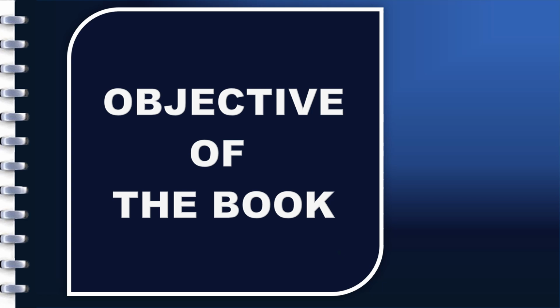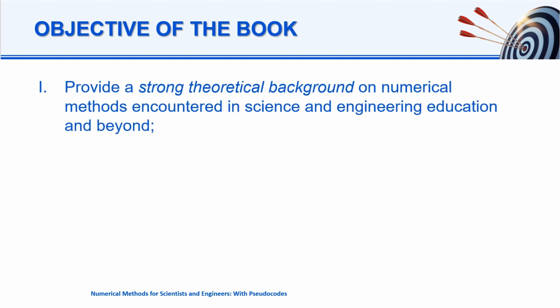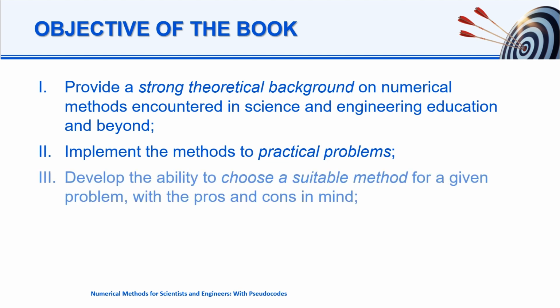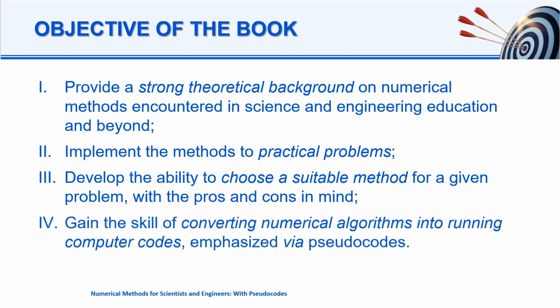Objective of the book. The objective of the text can be summarized as follows. Provide a strong theoretical background on numerical methods encountered in science and engineering education and beyond. Understand and implement the methods to practical problems. Develop the ability to choose a suitable method for a given problem, with its advantages and disadvantages in mind. Gain the skill of converting numerical algorithms into running computer codes, emphasized via pseudocodes.